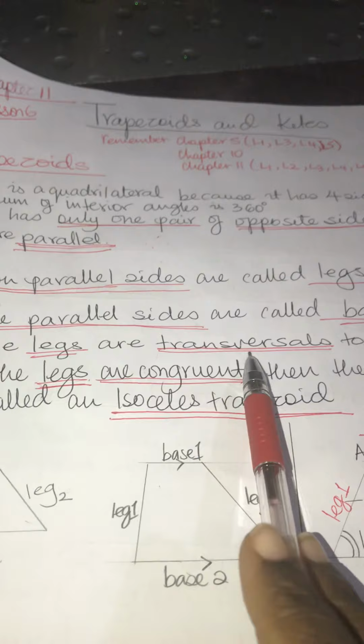Okay. Now, what is a trapezoid? It is a quadrilateral because it has 4 sides. You also have to know if you add all the interior angles, you should get 360 degrees. This you know. Alright? It has only one pair of opposite sides that are parallel. Whatever I have underlined is very important. Please don't read incorrectly. I said opposite sides. I said parallel. Okay? I said only one pair.